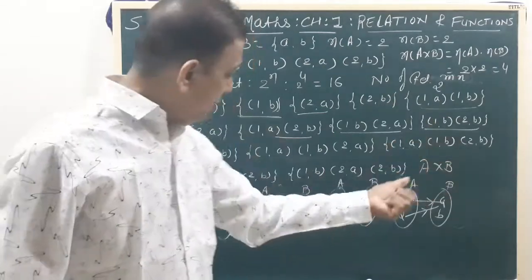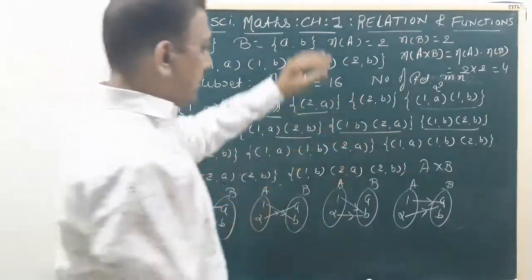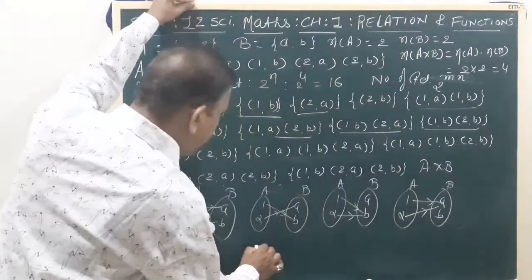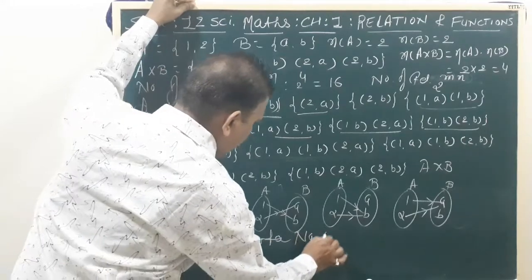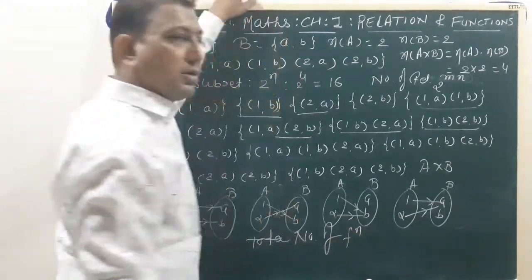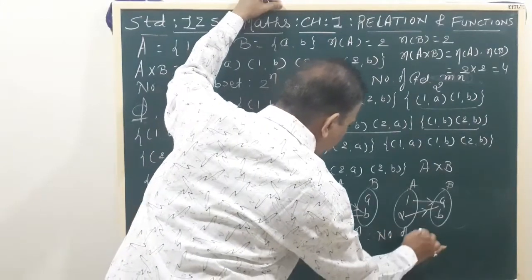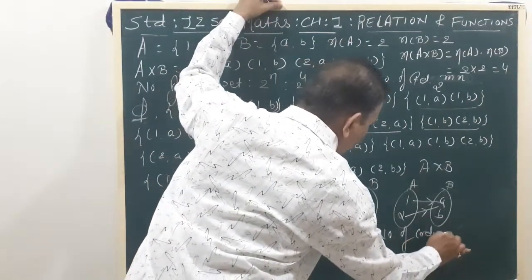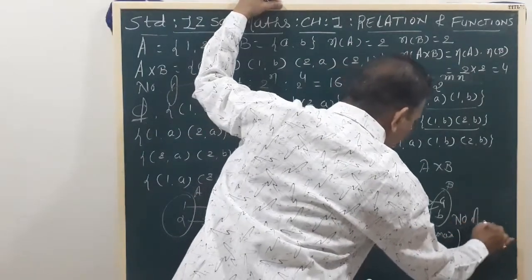So now the formula for the total number of functions. How is it possible? The formula: the number of codomain elements raised to the power of the number of domain elements.